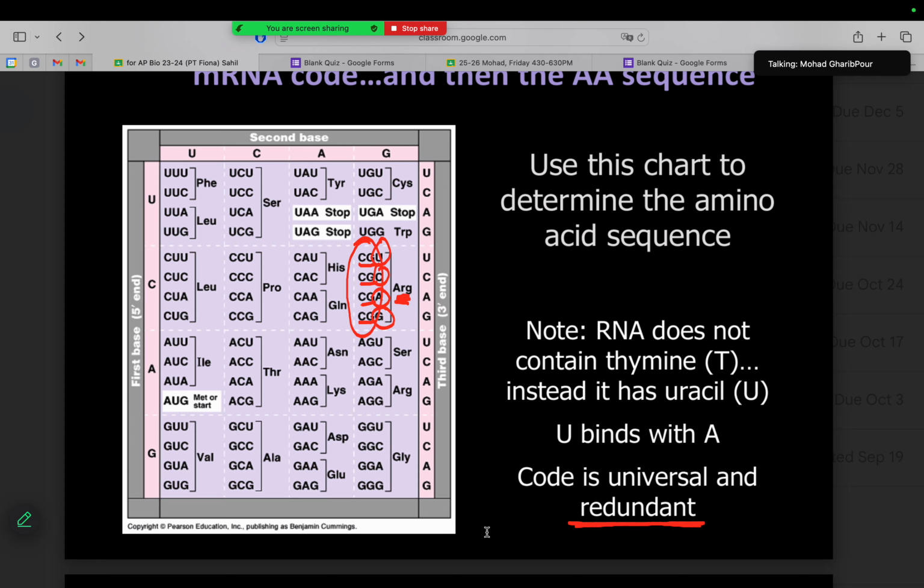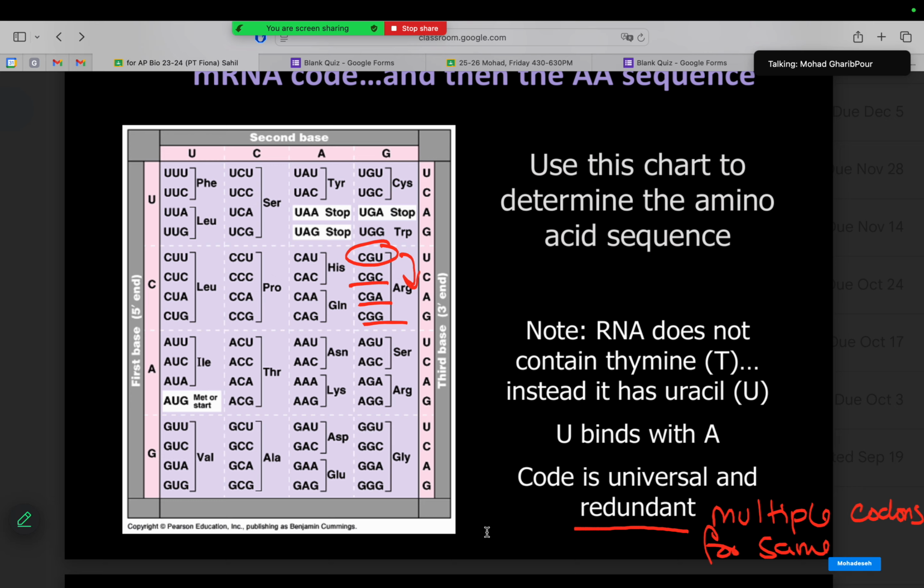So redundancy comes when you have 2 or more sequences coding for the same amino acid. Basically, when you think of the definition of redundant, it's like you have one code coding for arginine, why do you need others? So redundancy is when you have multiple things doing the same thing. Multiple codons for the same amino acid. That's called redundancy.